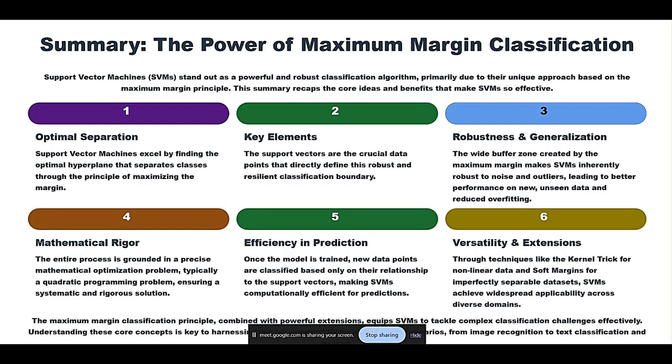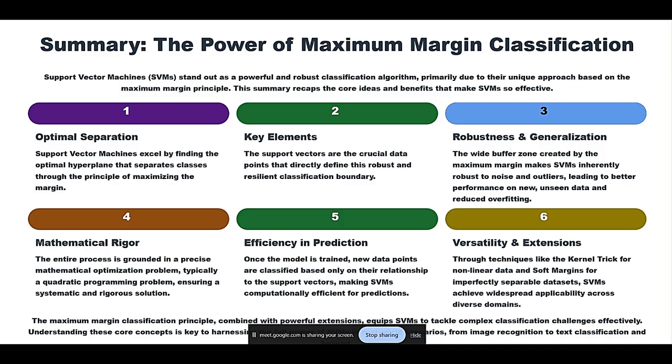Now let's understand the summary of the power of maximum margin classification. In this slide we will understand that SVMs are a robust classification algorithm based on the maximum margin principle. They find the optimal hyperplane to separate classes by maximizing the margin. This process is grounded in a precise mathematical optimization problem. Support vectors are the crucial data points that define this robust boundary.